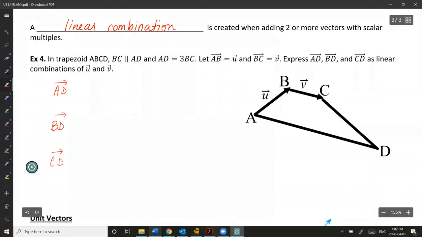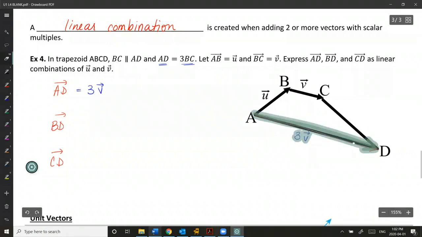Okay, so the vector AD. So here's your vector AD. And what we do know about the line segment AD is that it's 3 times the length of the line segment from B to C. So if we know that BC equals V, I must know that this vector from A to D is 3 times vector V. So in this direction, from A to D, we know this is 3V. I'm just going to keep that labeled here for our next questions.